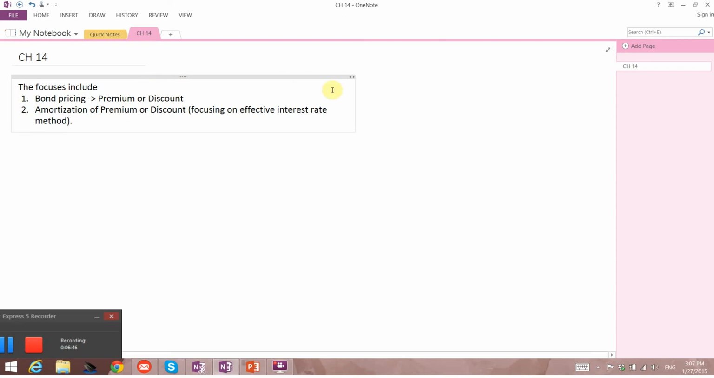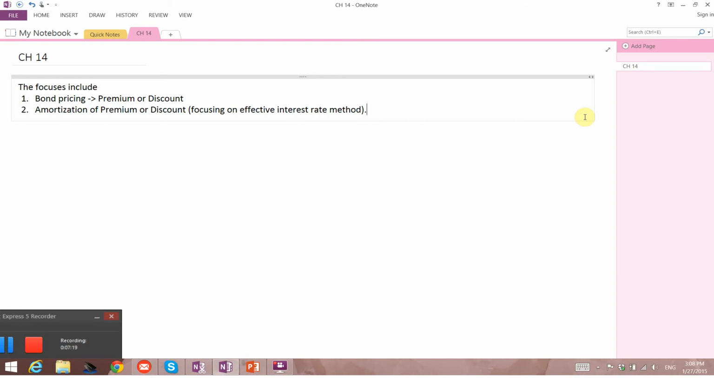Why do I emphasize it here? Because if you think about what we learned in accounting principles, we actually briefly talked about the amortization of premium or discount. Okay, depending on where you took it. When I taught accounting principles, I briefly talked about how to amortize the premium or discount. But in accounting principles, I use the straight-line method, which is the easy-to-apply method.